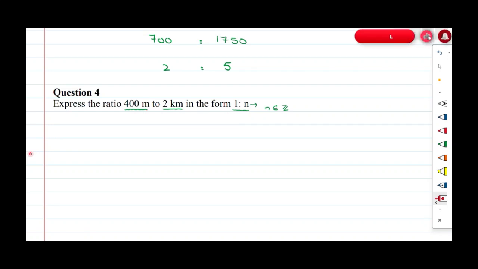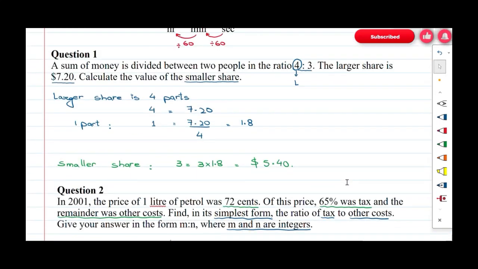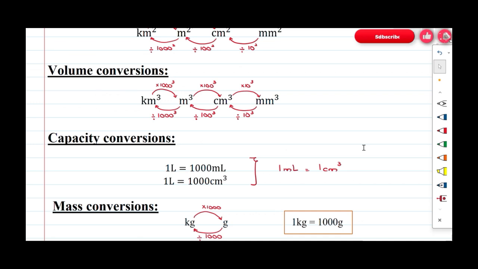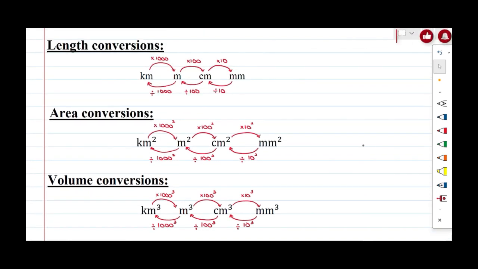Okay, so we have to convert both of them into the smaller unit, which is meters, right? Now we have 400 meters ratio to kilometers. So meter, kilometer, these are the length conversions. Let me check how we convert kilometers to meters. Yeah, this is length. Kilometers to meters, you have to multiply by 1000.